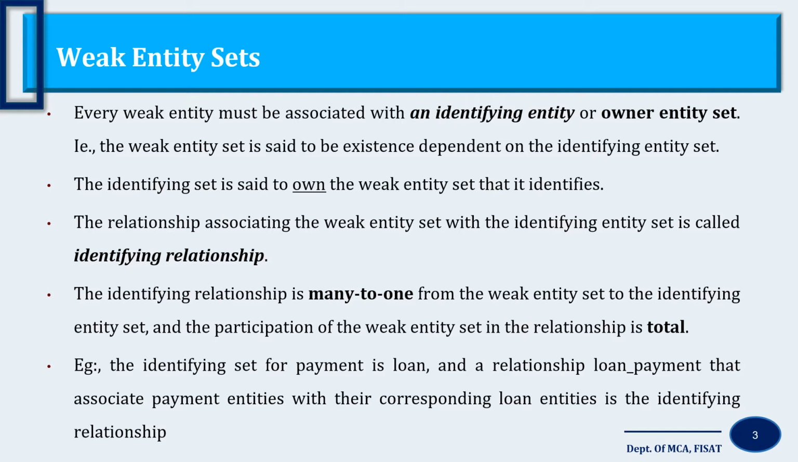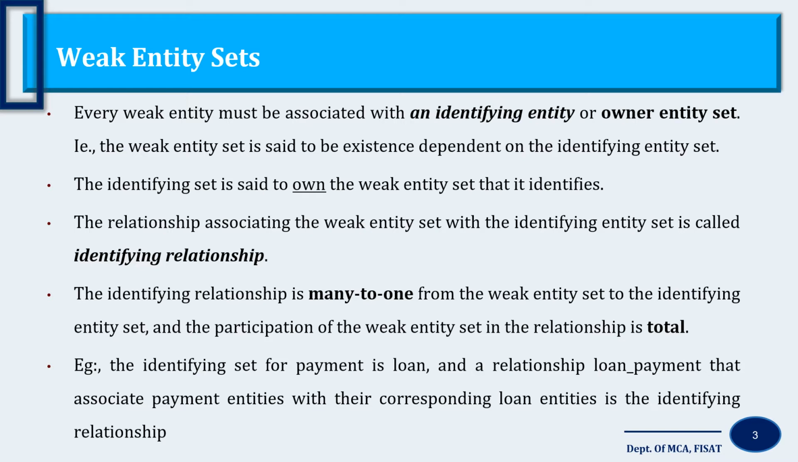Every weak entity must be associated with another entity set termed the owner entity set, also called the identifying entity set. That is, this weak entity set is said to exist only based on the owner entity set. It should be associated with an owner entity set. So this identifying entity set is said to own the weak entity set that it identifies, and the relationship between this owner entity set and the weak entity set is termed the identifying relationship.